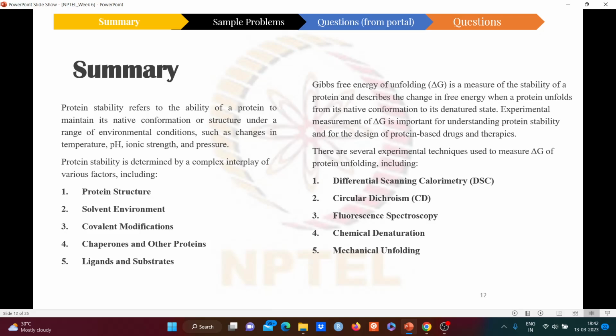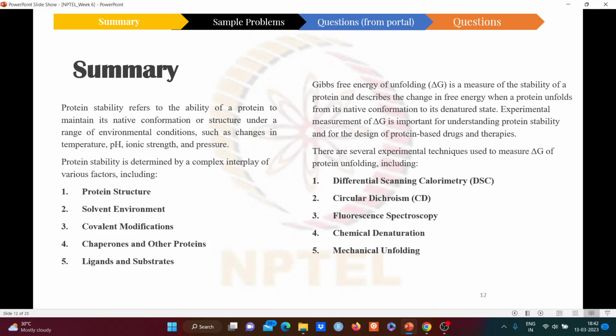Okay, actually temperature based unfolding, where we increase the temperature to unfold the protein, or urea based, where urea is used as a denaturant. Okay, so experimentally, how to measure the delta G.